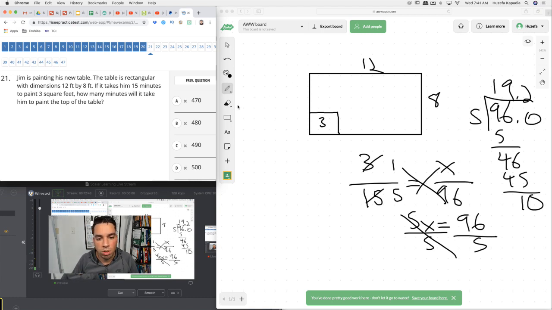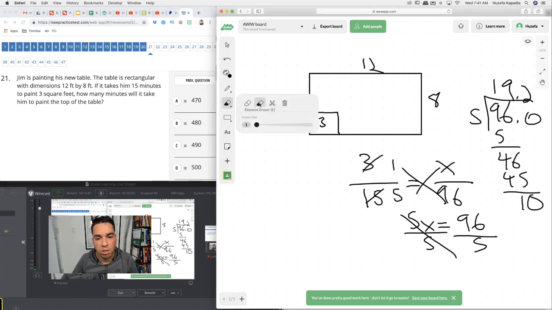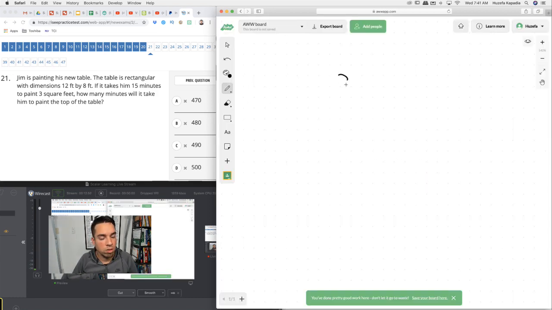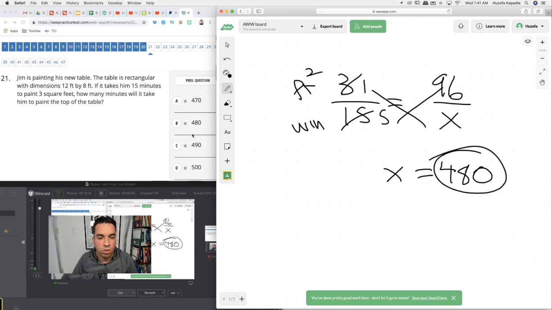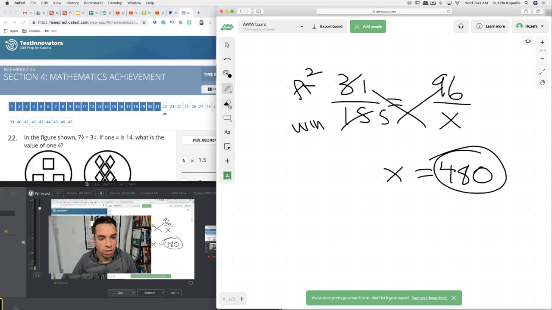Oh, I did this backwards. I set up the proportion wrong. Hold on, let's undo this. Let's just clear it. It's 3 feet for 15 minutes equals 96 feet for X minutes. That's the right way. Let's actually reduce this first by 1/5. Now it makes sense. 1 times X is X. 5 times 96 equals 450 plus 30 is 480. And that's it, 480 minutes. Okay, there we go. Keep going.